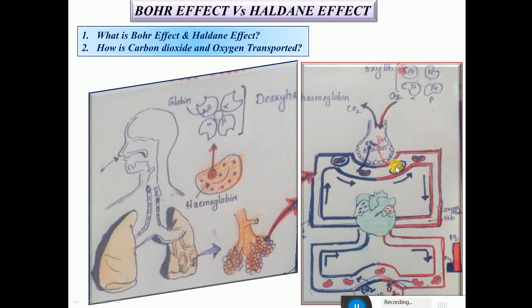Hb tries to combine first with O2, and you know the hemoglobin structure, that each hemoglobin molecule can carry 4 oxygen molecules. That means 8 oxygen atoms. So each individual hemoglobin molecule transports 4 oxygen molecules, first to the left side of the heart, then to the tissues or organs.